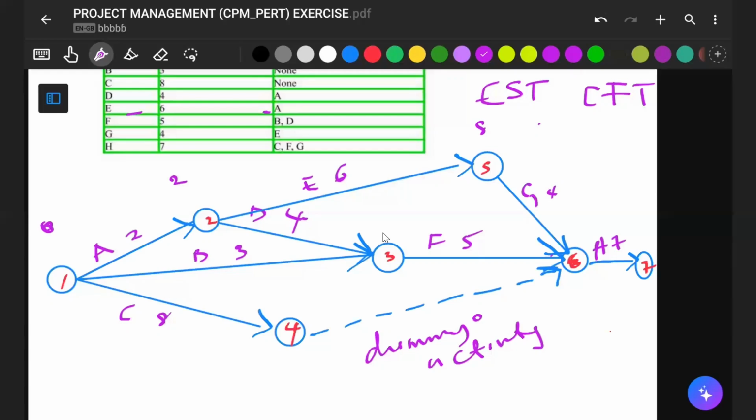So by convention, the rule is that when you are doing your forward pass, going forward, when you do your addition, the higher figure is what you select. The addition that gives you the higher figure is what you pick. So in this case, we have 2 plus 4, which is 6. So we are going to put 6 here.